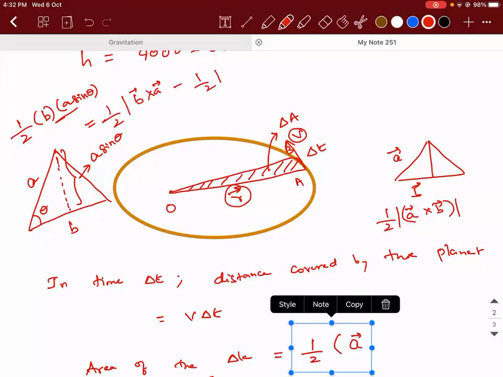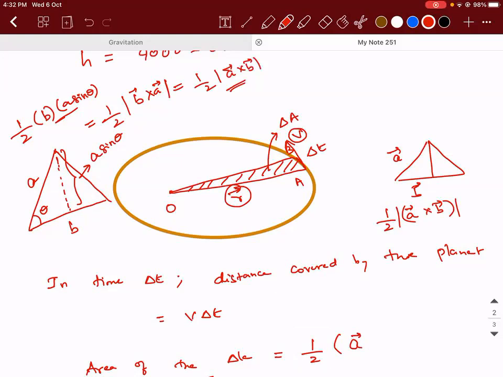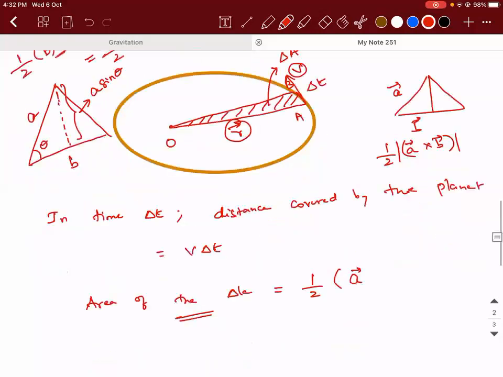Or can I write it as half into magnitude of A vector cross B vector? Both mean the same. Can I write it? Yes, because, sir, I'm calculating only the magnitude. So same logic. So can I write the area here as half into R vector cross V delta t?